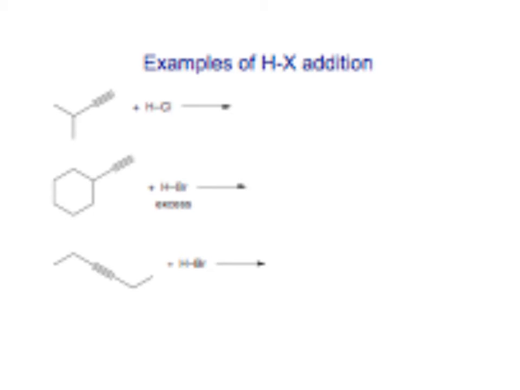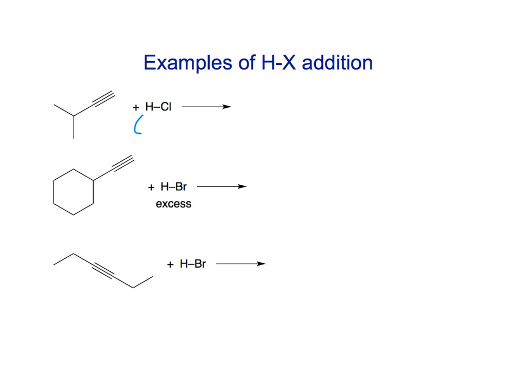Let's work a couple of examples. In the first example, let's say we're adding HCl. Let's say we're adding one equivalent. So that means we're adding an equal amount of HCl as we have the alkyne. So this should add one time, follow Markovnikov's rule, and put our new chlorine at the more substituted end. So we will get this vinyl chloride.